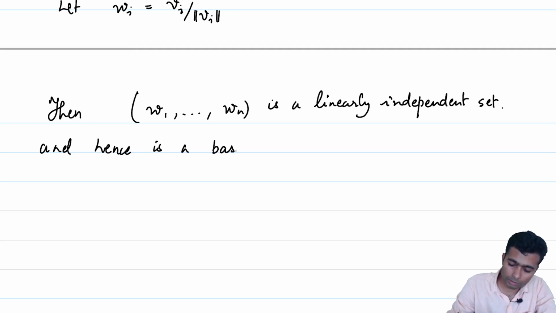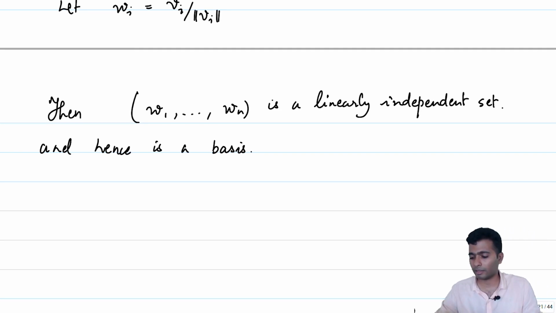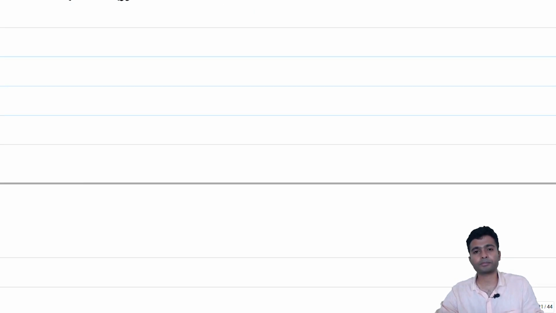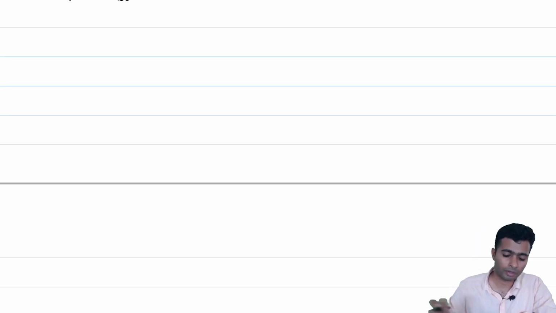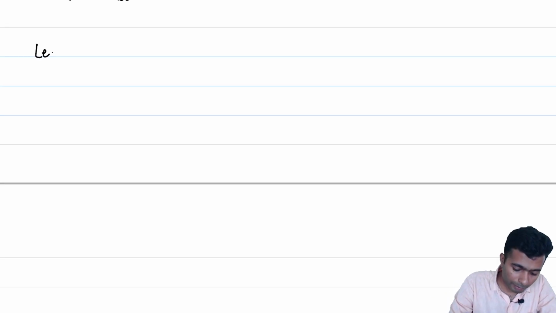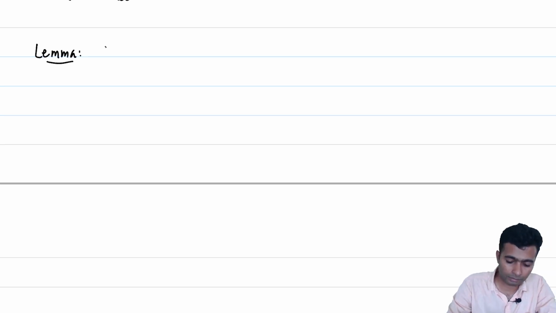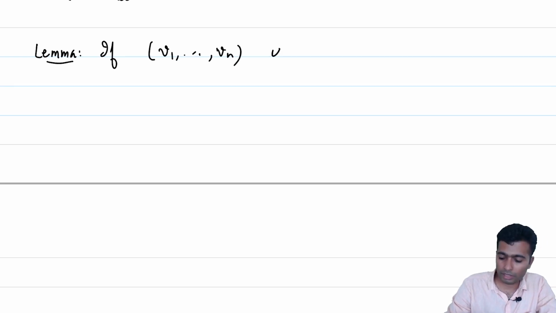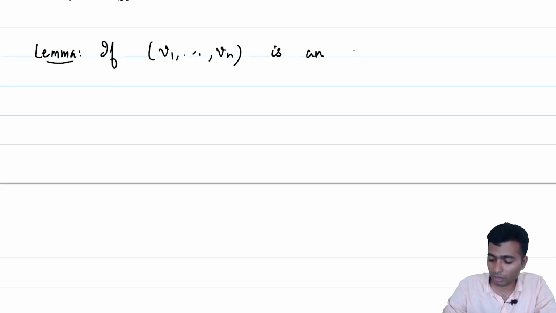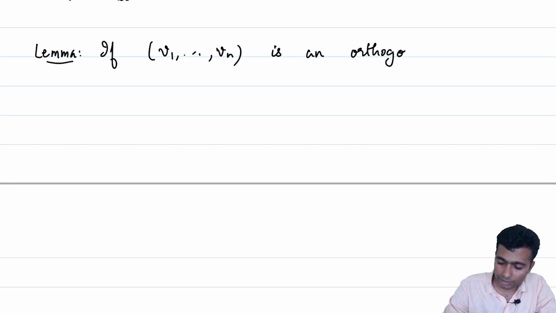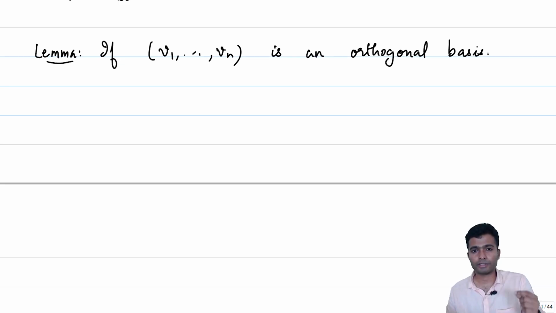But what is special about this basis? Every vector in this basis has unit length. It is normal. It's a unit vector. So, in particular, we have effectively proved this lemma. So, if v1 to vn is an orthogonal basis, what does that mean? That means that it is a collection of vectors which is orthogonal and a basis at the same time.